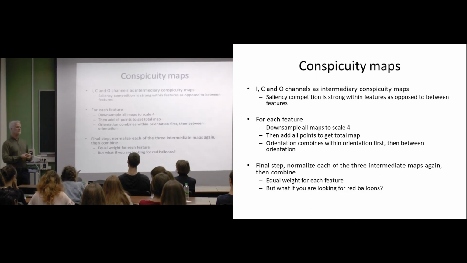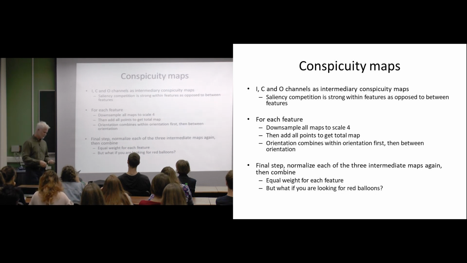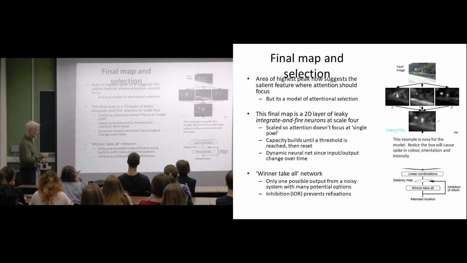So we do this, we get the individual maps first, we merge within a feature first, because feature integration theory tells us that's the way it works. Then we merge the different maps together, and we end up with a final saliency map itself.